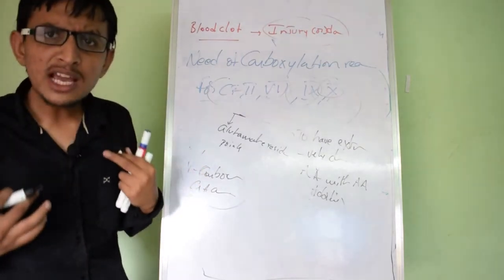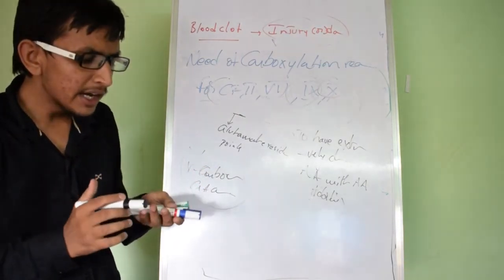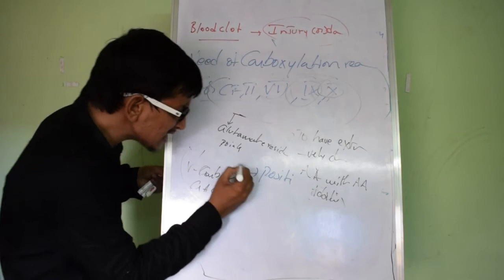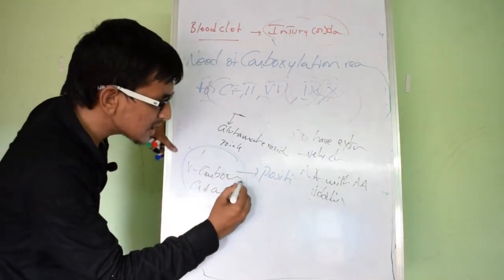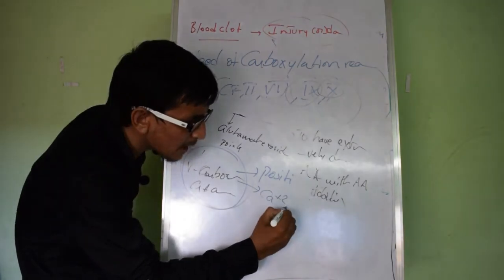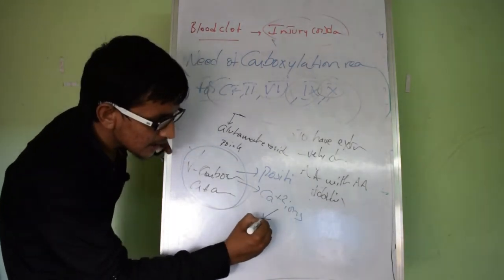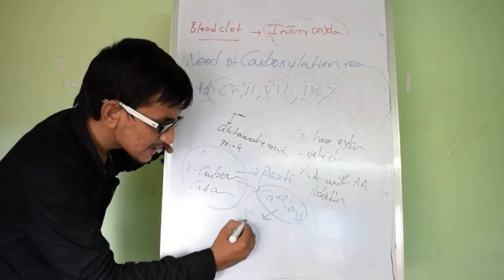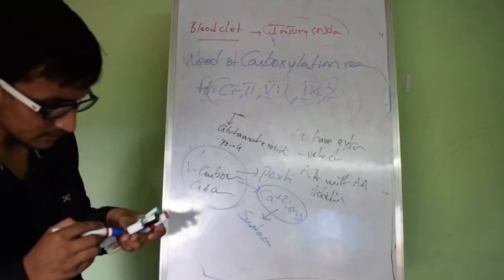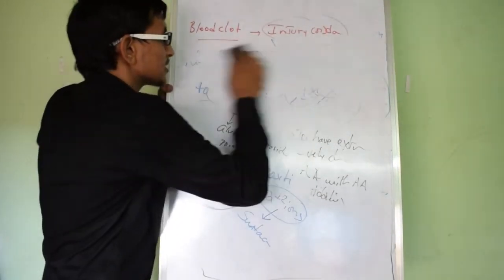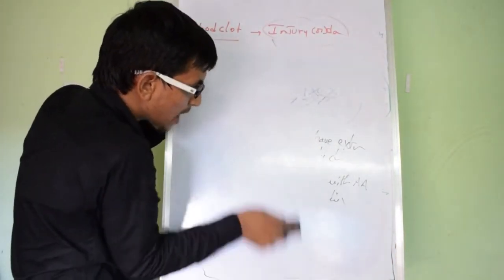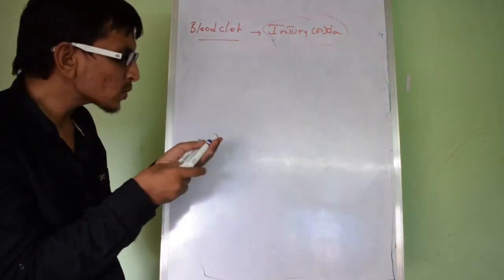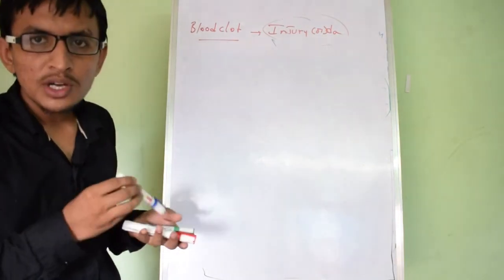Whenever they have an extremely negative nature, as you all know, negative attracts towards positivity. So as it has an extremely negative nature, it tries to bind with calcium ions. By binding to these calcium ions, these coagulation factors can bind to the surface of activated platelets. Again, I will explain this in great detail. Now I am telling you that there is a need of the carboxylation reaction for these coagulation factors. The need is that we produce these coagulation factors in an extremely negatively charged way.